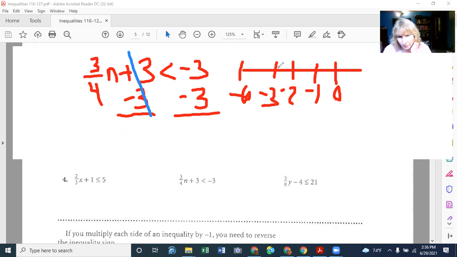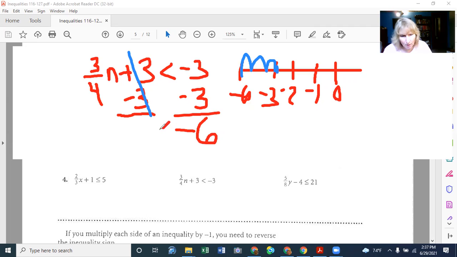So if we're at -3 to start with, let me get a different color here. And I have to go 3 more negative. I have to go which direction? To the left. So I have to go 1, 2, 3 more negative. So that'll land me on -6. So -3 minus 3 is -6.